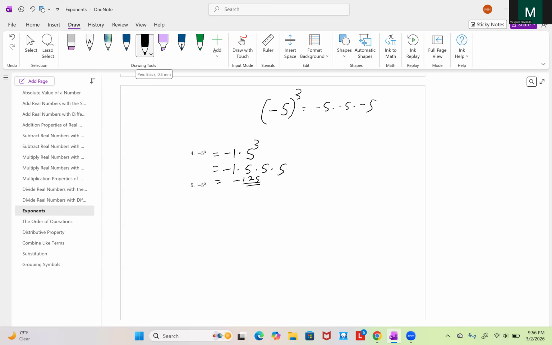-5 squared. Here again, the exponent applies only to the 5, not to that negative. So we rewrite this as -1 times 5 times 5. And this is equal to -1 times 5 is -5. -5 times 5 is -25. So the answer is -25.